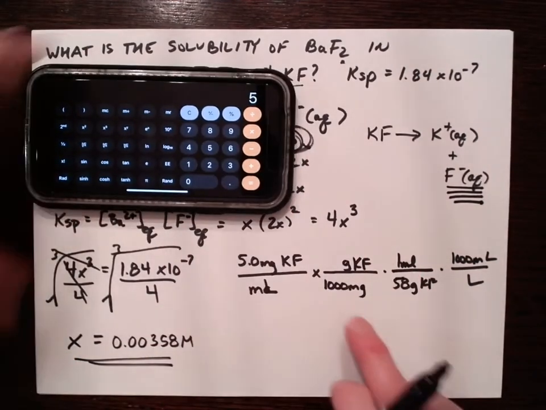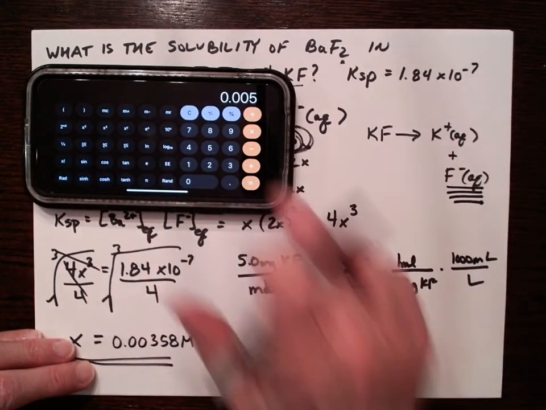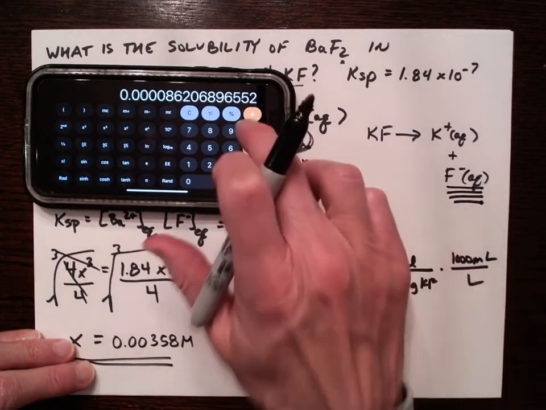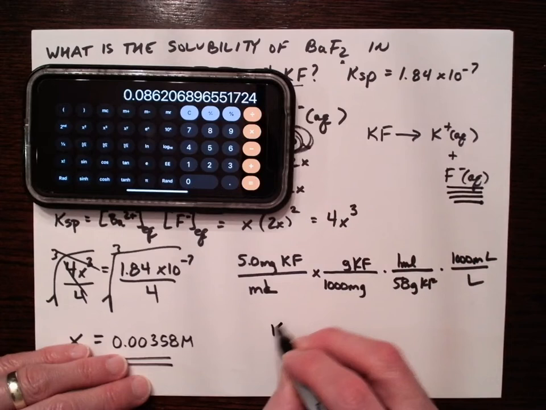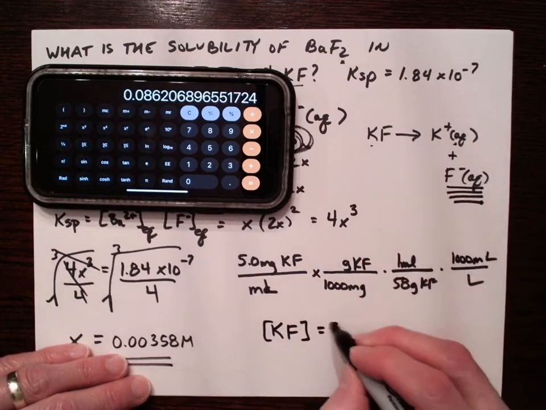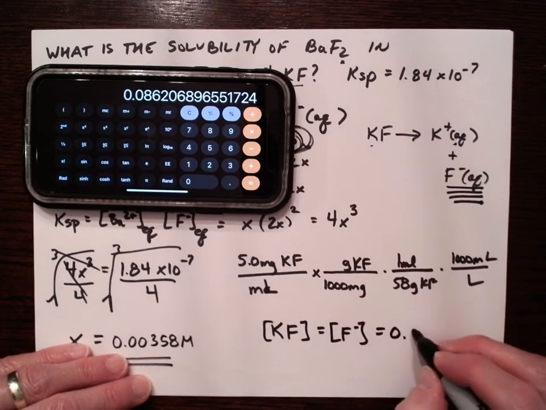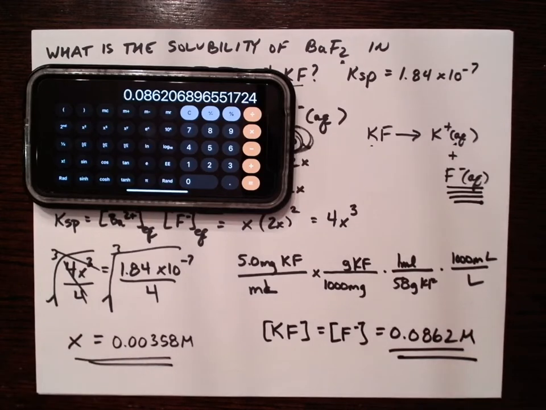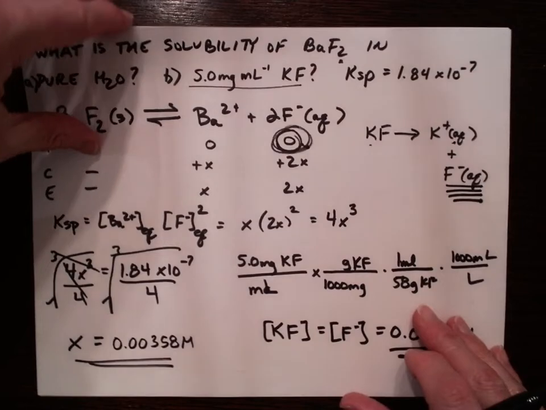5 divided by 1,000, divided by 58, times 1,000. That doesn't seem like much. So the concentration of potassium fluoride, which of course since it's 1 to 1, is going to be the concentration of fluoride. That's going to be 0.0862 molar. So that means our problem is going to be a little different this time. Just a bit.